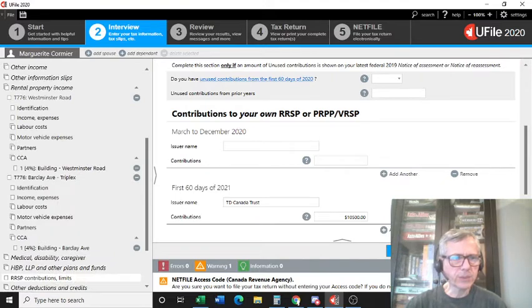And I inputted her two rental properties here, Westminster Road, CCA. Again, how did I establish this? I looked at the guide and I said, okay, this building fits in class 1, just for the purposes of this example.